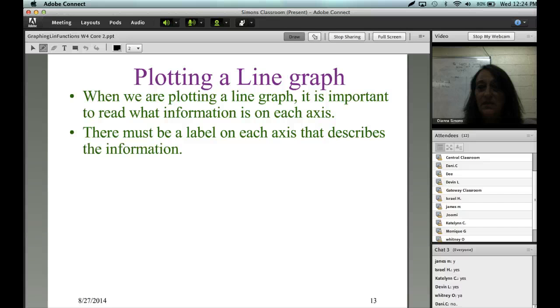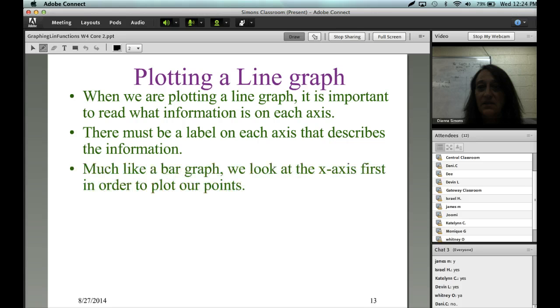It's important to read what information is on each axis. All right, and this is really, really important because when you're reading a graph, if it says, okay, what is the position of a car, you don't want to be reading velocity on the y-axis. And I'm just using that as an example, okay? All right, there must be a label on these axes. So whenever you do this, you have to make sure that things are labeled.